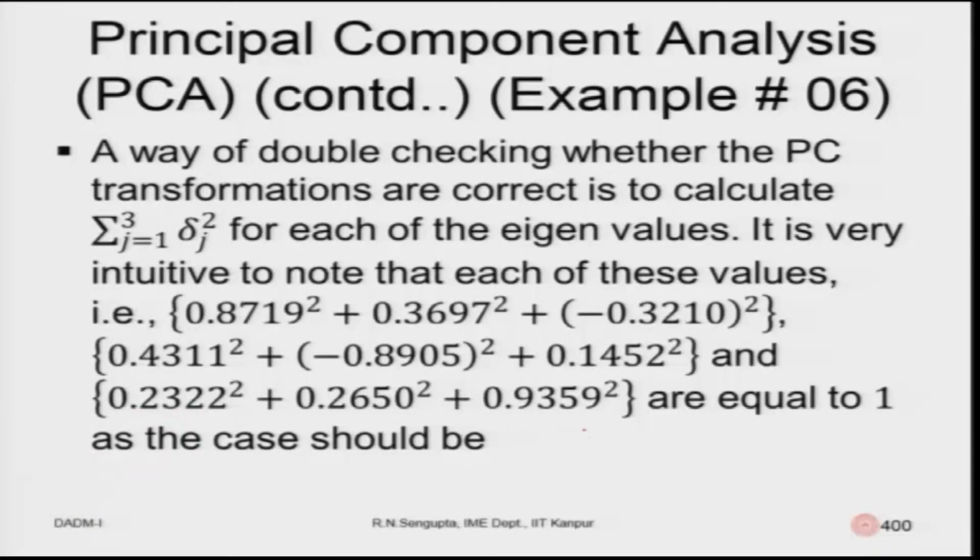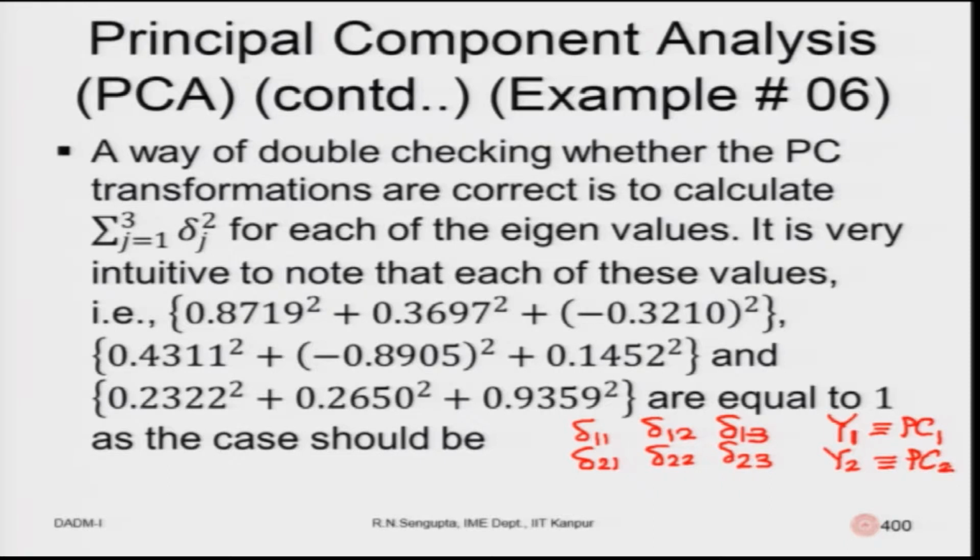So, there would be delta 1 1, delta 1 2, delta 1 3 corresponding to y1, the principal component 1. Then we will have delta 2 1, delta 2 2, delta 2 3, which corresponds to principal component 2. Then we will have delta 3 1, delta 3 2, delta 3 3, which corresponds to principal component 3, which is y3, and you can go on accordingly.